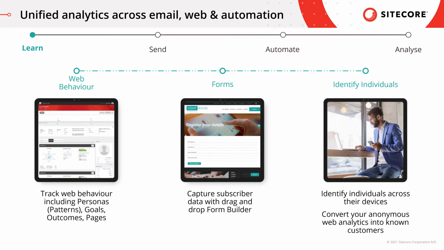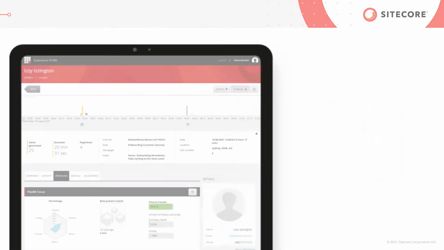First, learn. As we introduced earlier, we have the ability to learn about and from the customer well before they decide to give us an email address. Sitecore's rich web analytics is already listening to all their behaviors on the site, aligning them to personas, segmenting them, and ultimately determining where their interests align. Let's see this in action with Izzy.